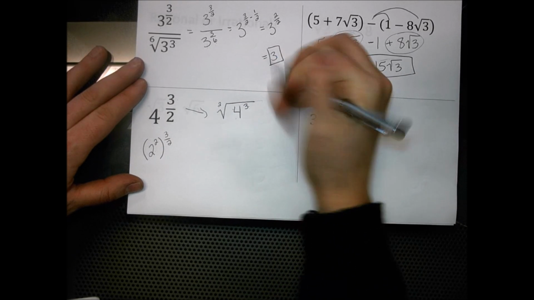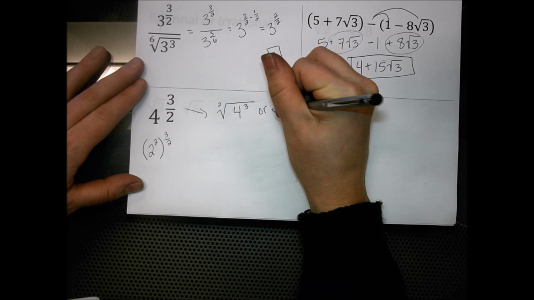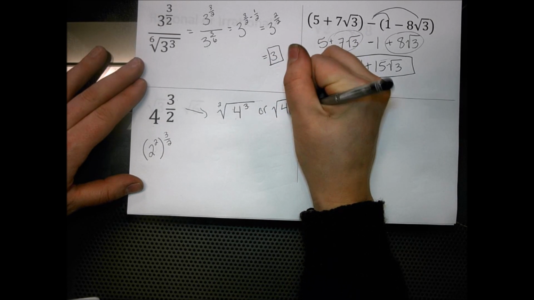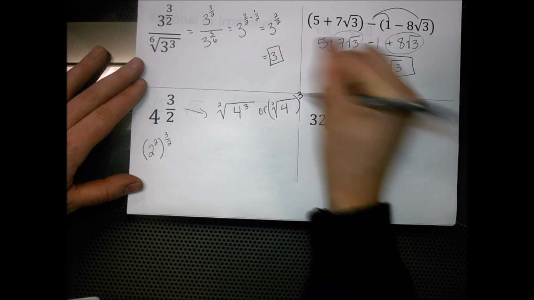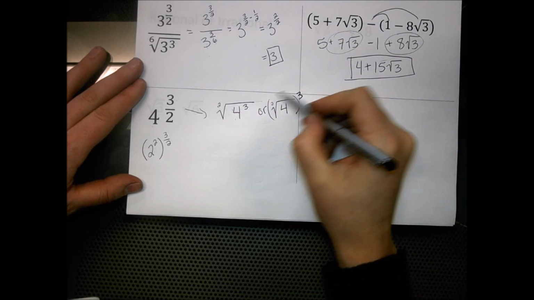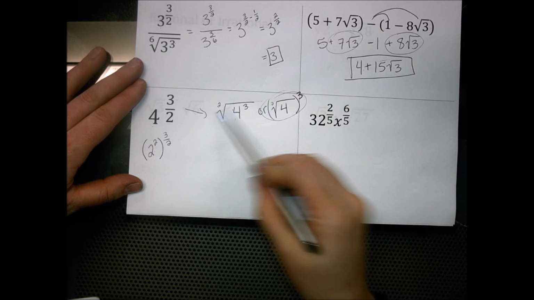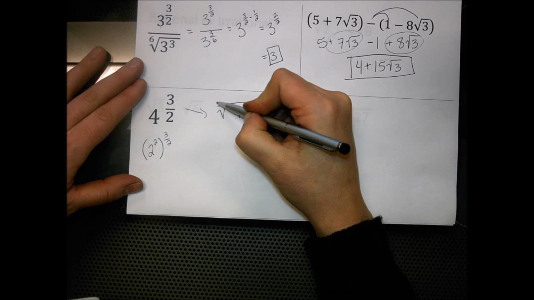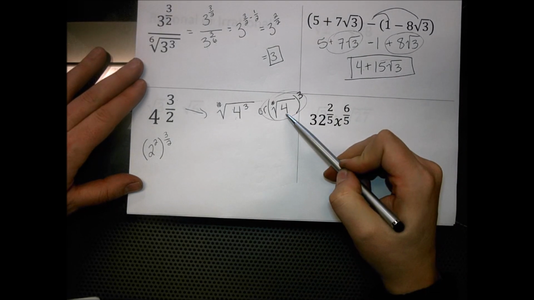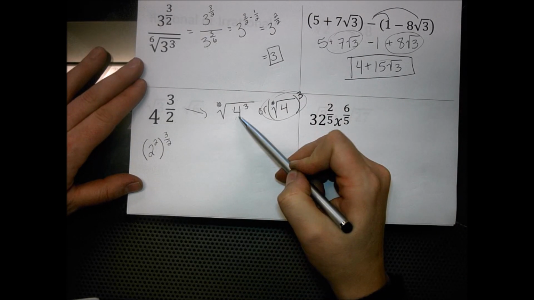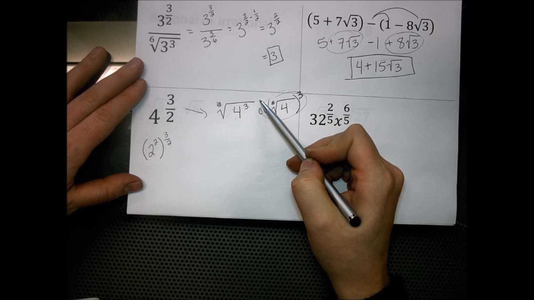You can write it this way, or you can write it with the 3 outside of your radical. I like this better, and I'll tell you why. These are both square root problems, so I don't really have to write the 2 there. I would rather take the square root of 4 and then cube it than cube the number 4 and then try to take the square root of that.